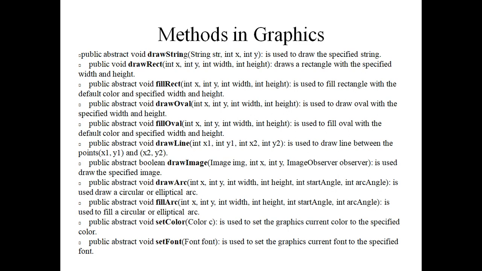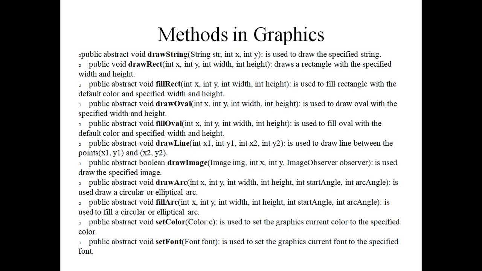Okay, so you'll get a filled solid rectangle which is filled with a particular default color. Whichever is the default color, that color will be filled inside the rectangle. So you will get a filled rectangle if you use fillRect. Similarly, you have the drawOval method which is used to draw an oval. fillOval is used to draw an oval which is filled with the default color.